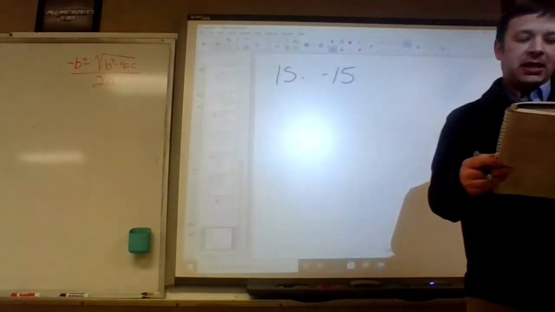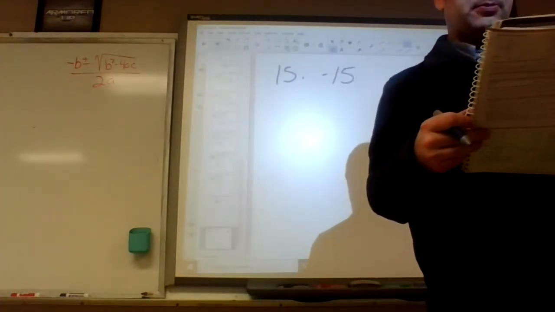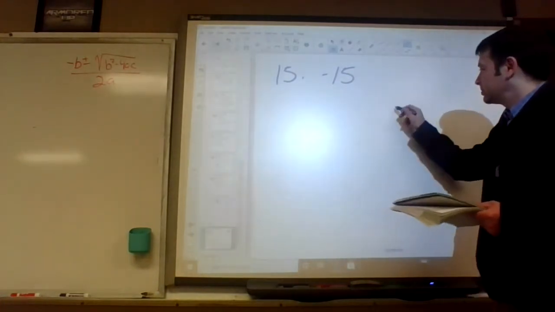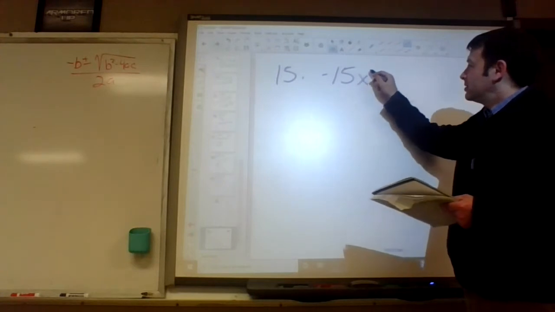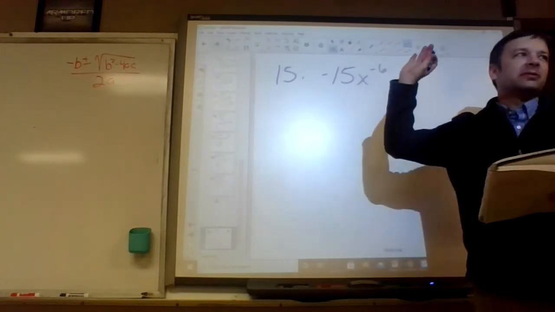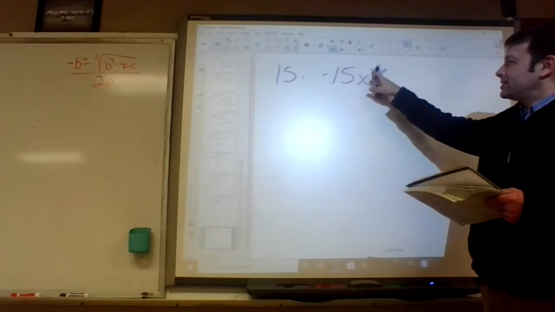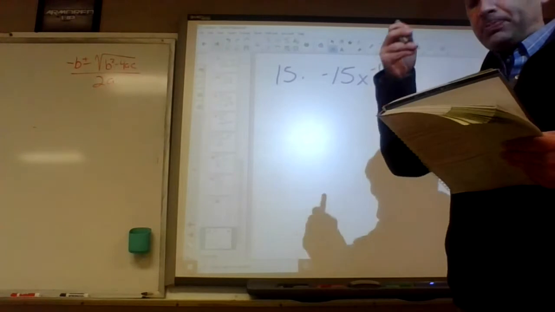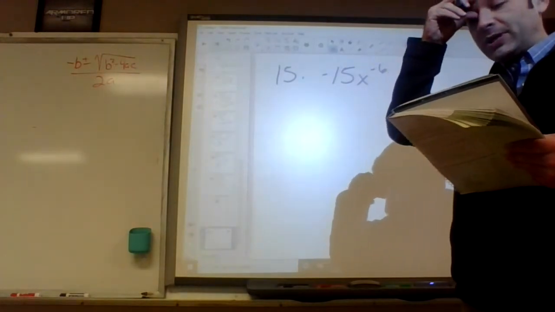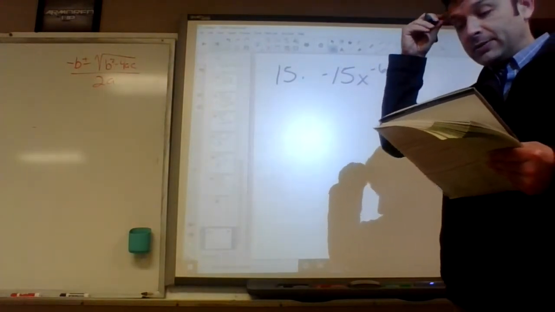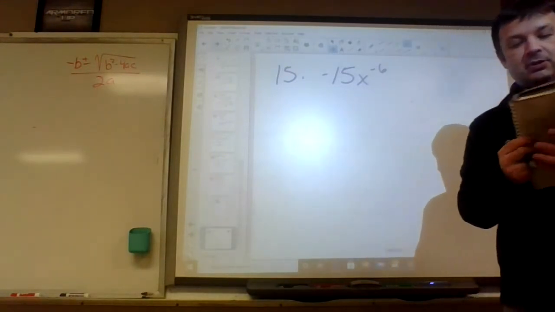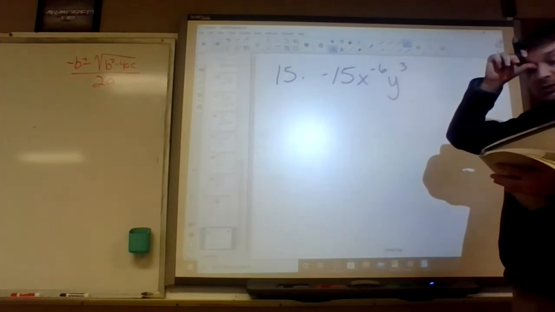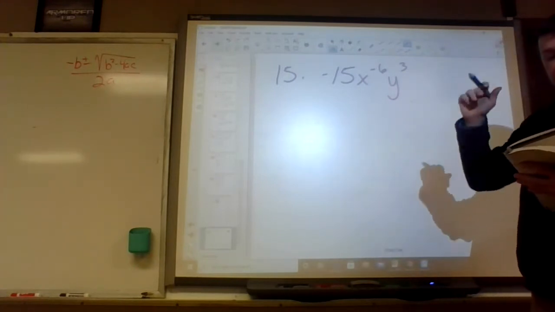Okay, what is x to the negative 3rd times x to the negative 3rd? X to the negative 6. We're gonna have to fix that later because they said positive exponents only, but I'll leave it alone for now. What is y squared times y? Y to the 3rd. And what is z to the 4th times z to the negative 5?